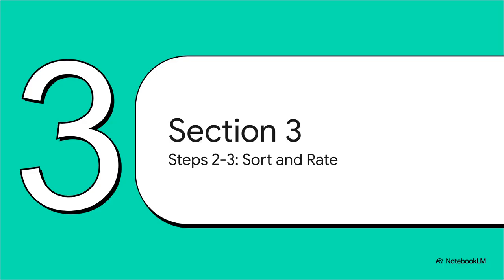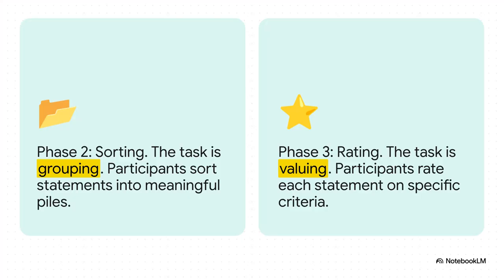Once you have your list of statements, it's time to bring your participants back into the picture. But now, they're not just generating ideas, they're actually giving them some structure. Participants do 2 totally distinct things here. In phase 2, they sort. They're grouping all those statements by similarity, basically figuring out the relationships between them. Then, in phase 3, they switch gears, and they rate each statement one by one, giving it a value based on things like importance or maybe how difficult it is.